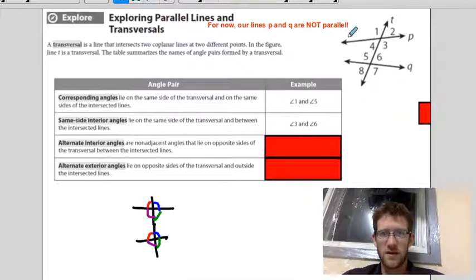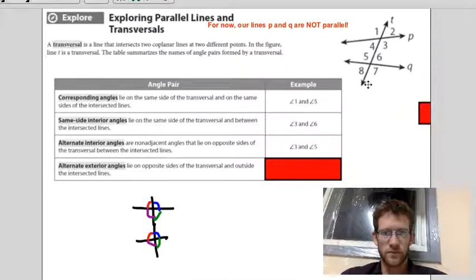So what are alternate interior angles? Well, they're on alternate sides. So that would be this angle here and this angle here, 4 and 6. The other example is 5 and 3.